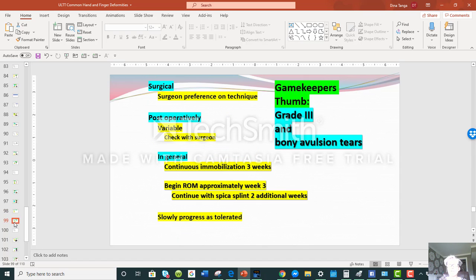Grade 3 and bony avulsion tears are surgical, with surgeon preference on technique. Post-operatively is variable. In general, continuous immobilization for 3 weeks. Begin active range of motion approximately the 3rd week. Continue the spica splint 2 additional weeks. Slowly progress as tolerated.